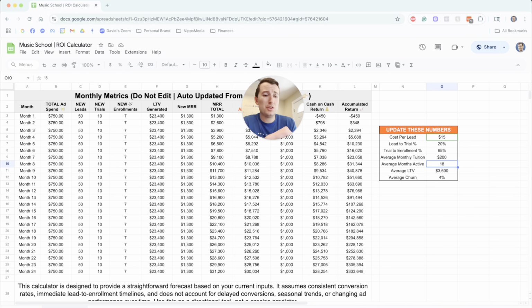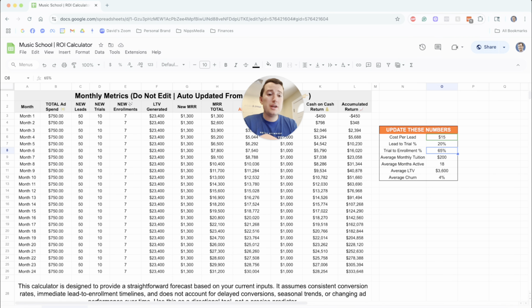The next number you want to look at is lead to trial percentage. So this is for every lead that comes in, what percentage of them actually book a trial. So if I get 100 leads, 20 of them book a trial, I have a 20% lead to trial percentage, about the average that we've seen. We've seen higher or lower, but that's the number that we're going to go with here in this example's sake.